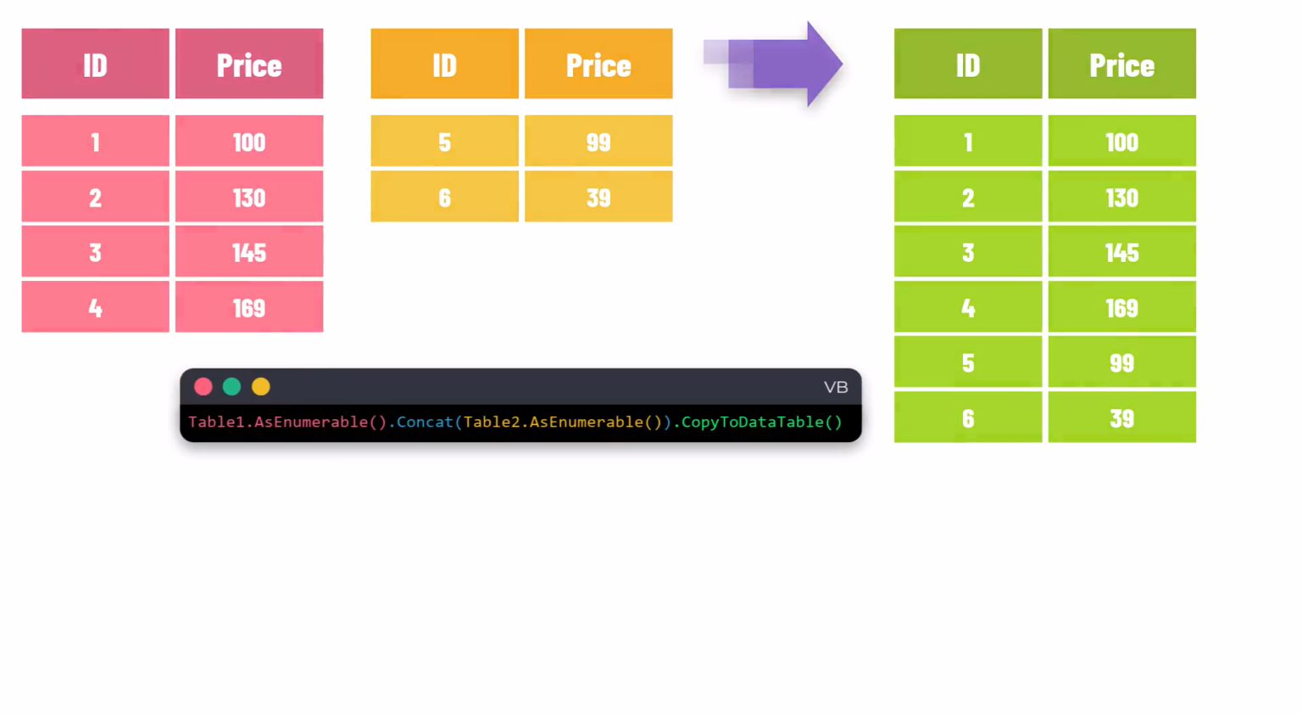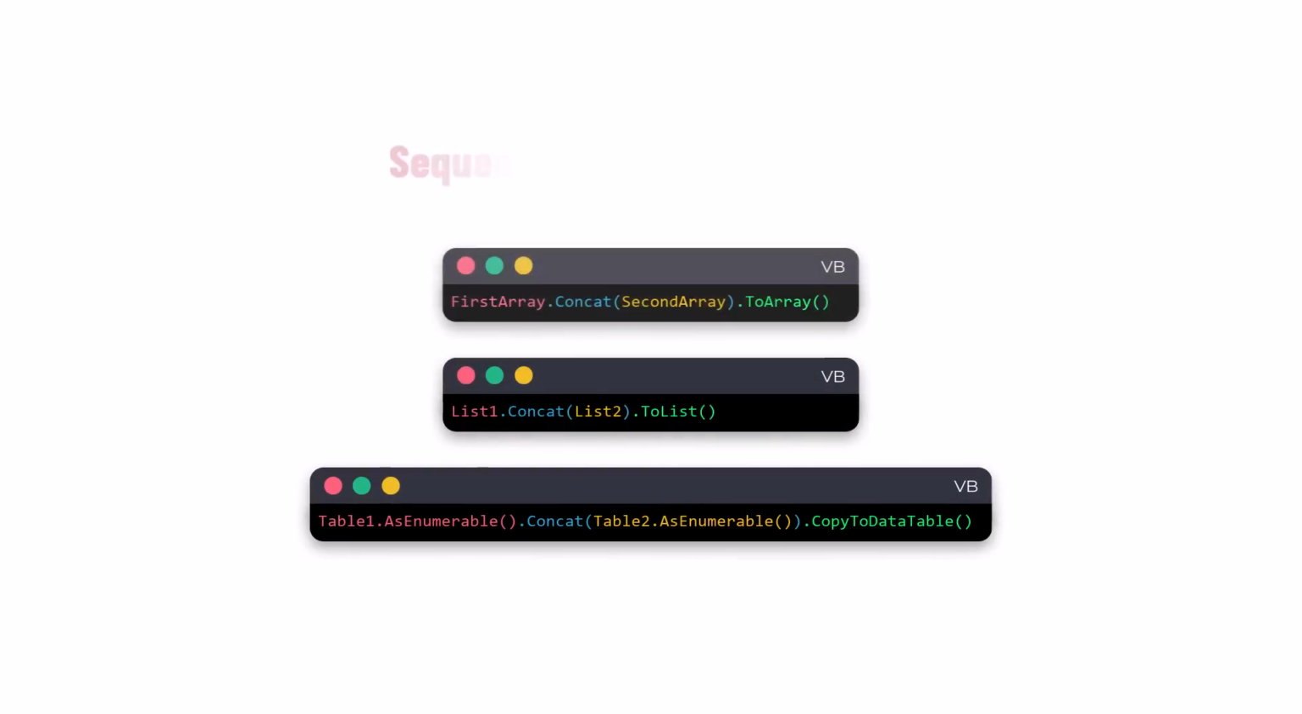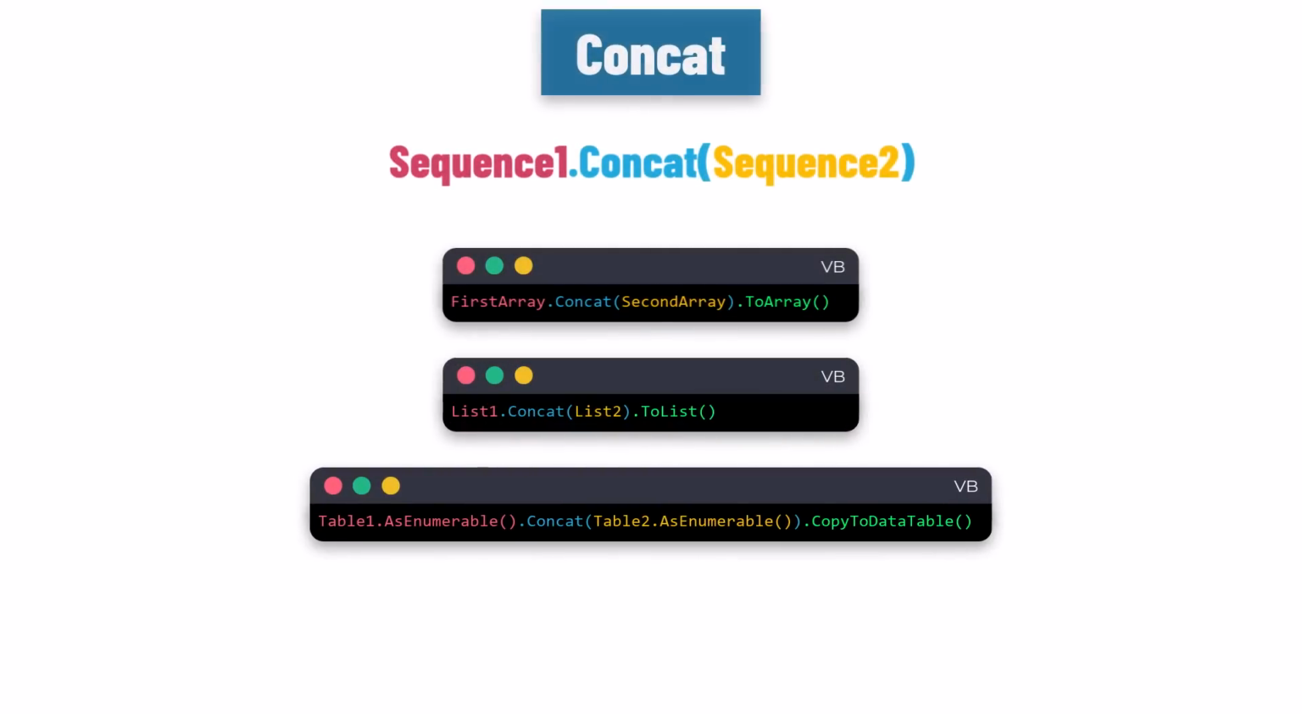In conclusion, concat is a versatile method that simplifies the merging of sequences in VB.NET. Its ability to handle arrays, lists, and other collection types makes it a valuable addition to your LINQ arsenal. Remember, the key is that the types of elements in both sequences must match. Experiment with different types and see how concat can make your coding more efficient.